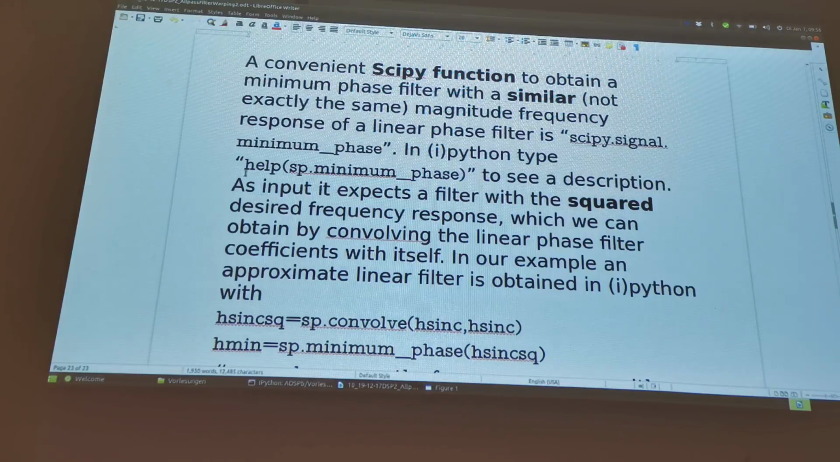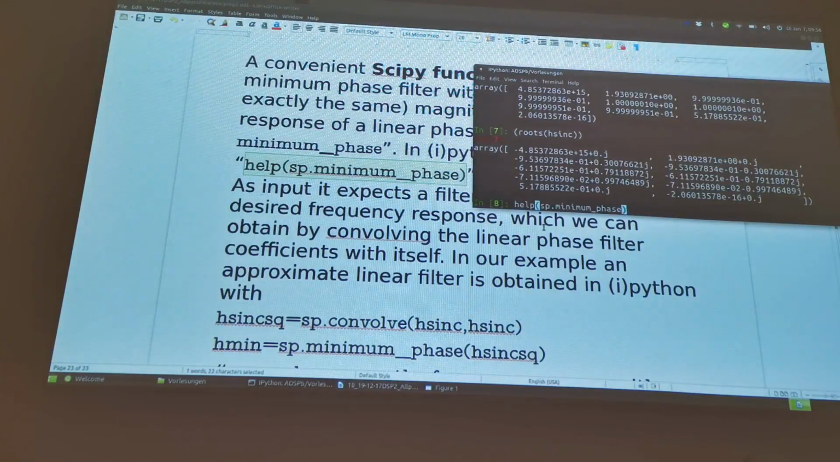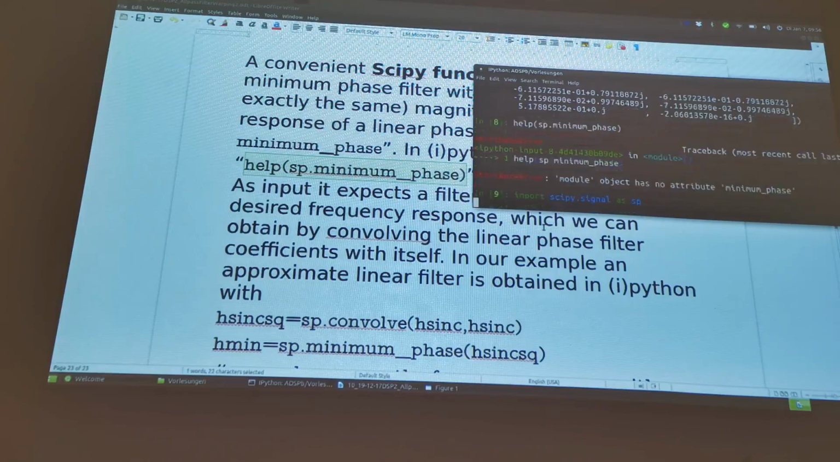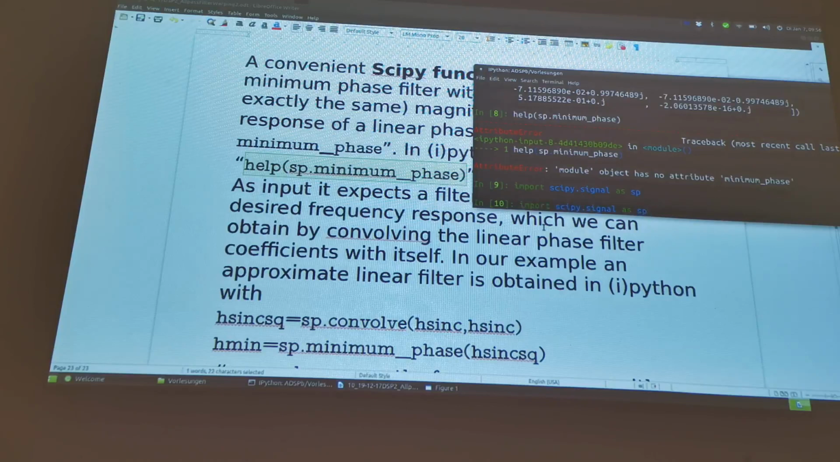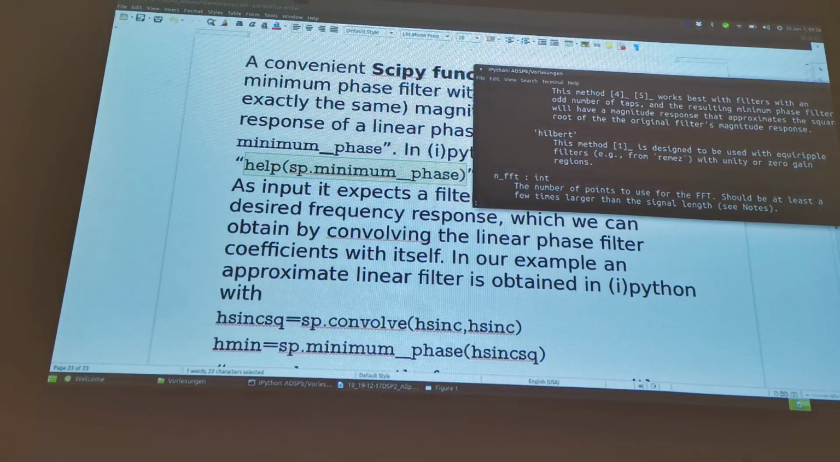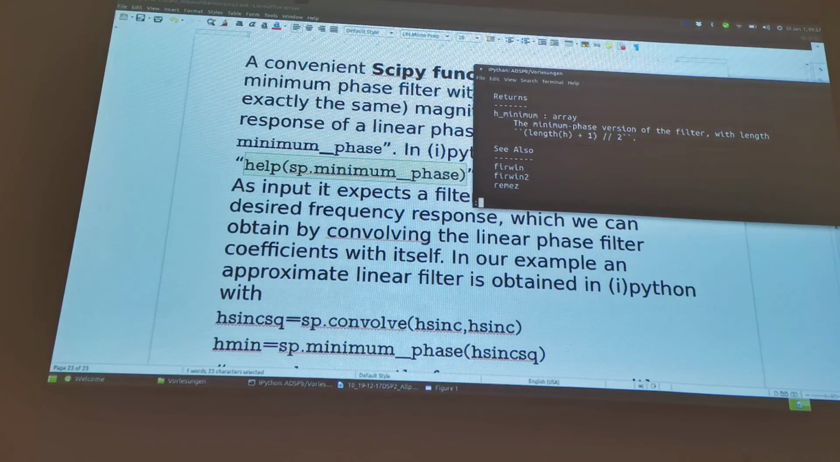So here in IPython we can type, for instance, help(sp.minimum_phase). And try that. Of course, I have to import scipy.signal as sp. So this is where the library is. And here we get the help function. So we have h. This is the linear phase filter. So this comes out of, for instance, REMEZ, but needs to be squared. And then we can provide a method and the number of FFT bits used. Number of points for the FFT. And it returns the minimum phase filter.